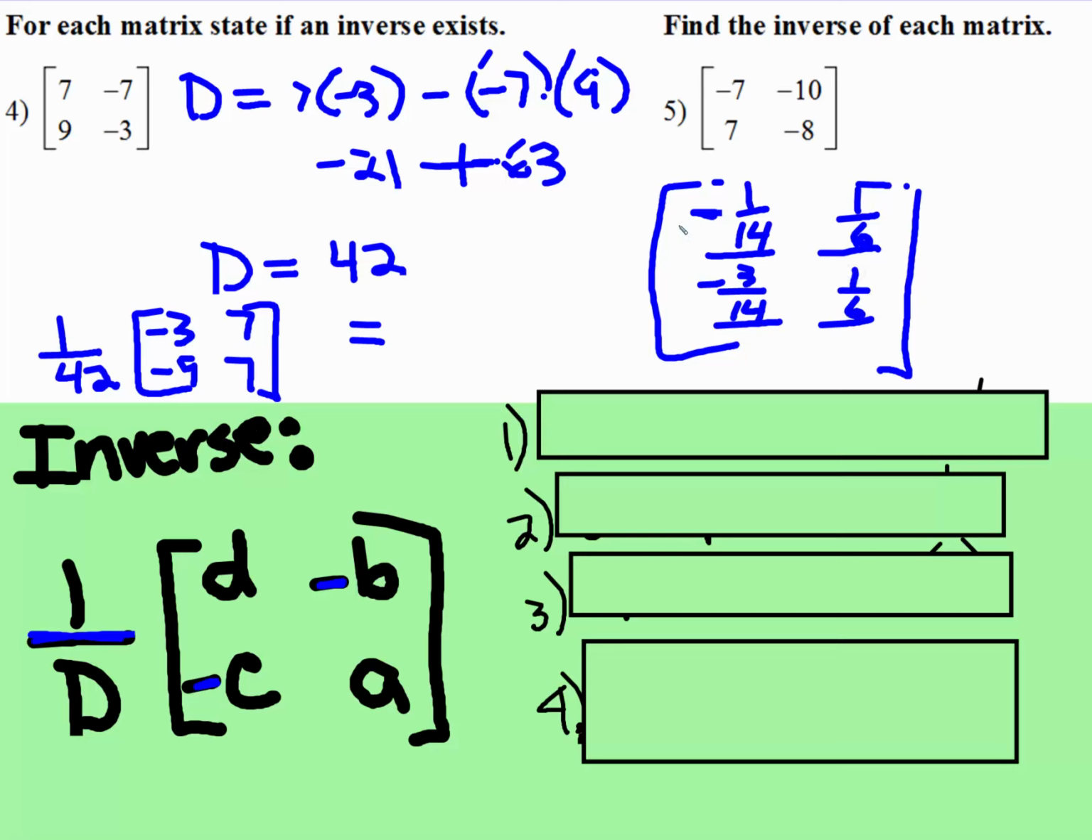So this new matrix right here is the inverse to that matrix right there. So -1/14, 1/6, -3/14, 1/6. All right, that's it for finding the inverse of a matrix.